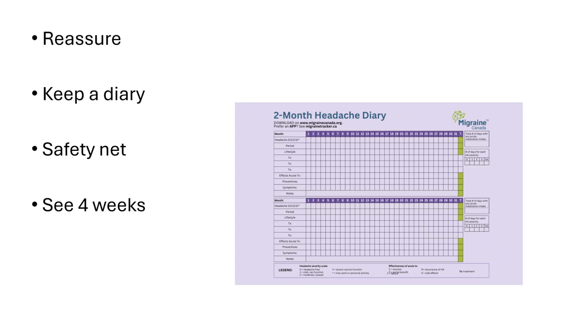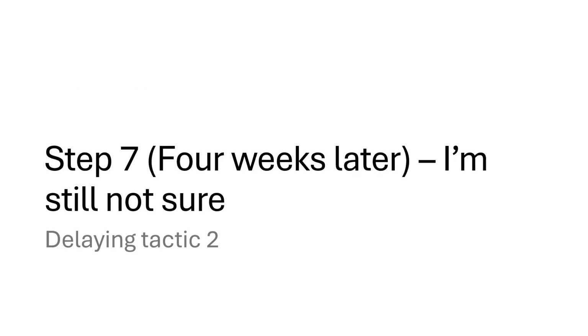And your delaying tactic is to ask them to keep a diary. Now, I don't find diaries particularly helpful, but they like to feel that they're doing something and you're paying attention to their problems. So you safety net them and ask them to go away and keep a diary and ask them to come back in 4 weeks' time. So we're now at step 7. 4 weeks later, a pattern has still not emerged.